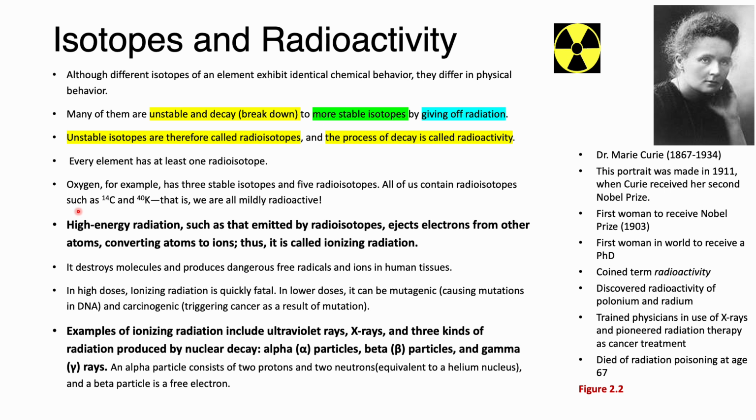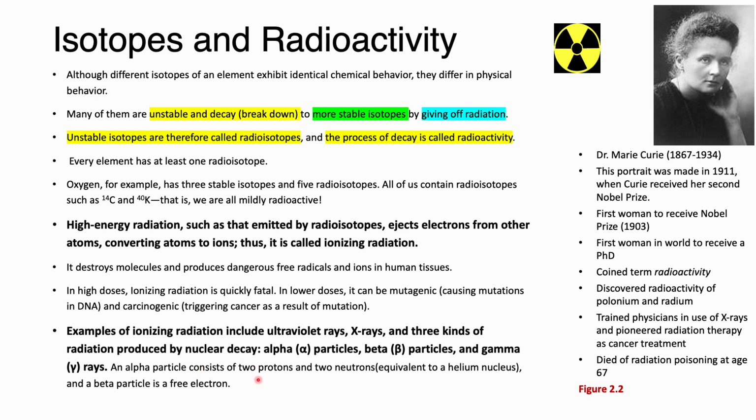So high energy radiation, such as that emitted by radioisotopes, ejects electrons from other atoms, converting those atoms to ions. That is why it is called ionizing radiation. Some examples of ionizing radiation are ultraviolet rays and X-rays, and the 3 kinds of radiation produced by nuclear decay: alpha particles, beta particles, and gamma rays.